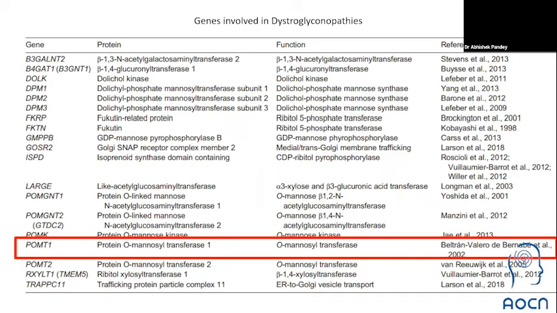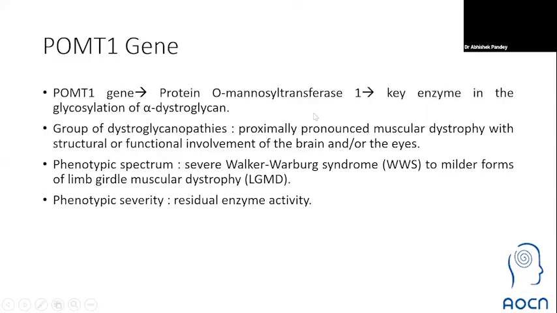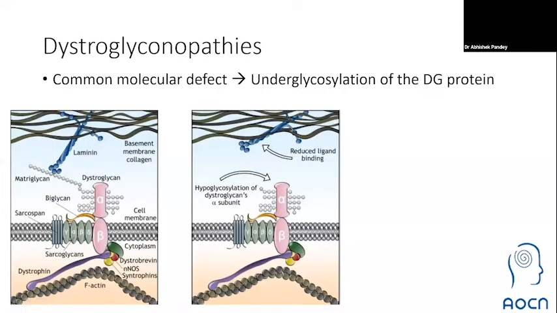The POMT1 gene encodes for the enzyme protein O-mannosyltransferase, which is a key enzyme in glycosylation of alpha-dystroglycan. And the phenotypic severity depends upon the residual enzyme activity. So it is found in the muscle, the brain, and the eyes. So we have these three constellation of symptoms.